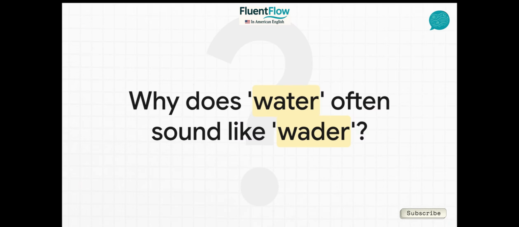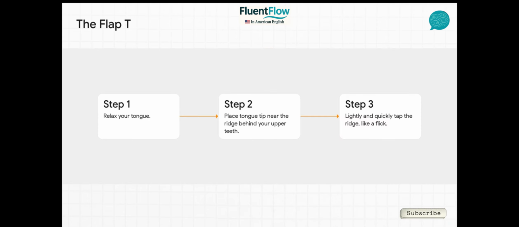And this brings us to something that really confuses a lot of people, especially with American English. Have you ever wondered why the word water can sometimes sound like waiter? Why does that T suddenly sound like a D? Well, the answer is something called the flap T.